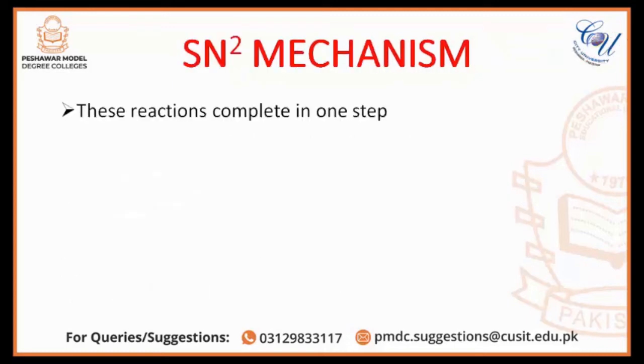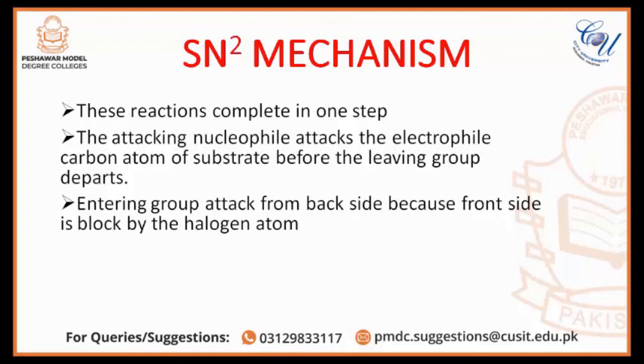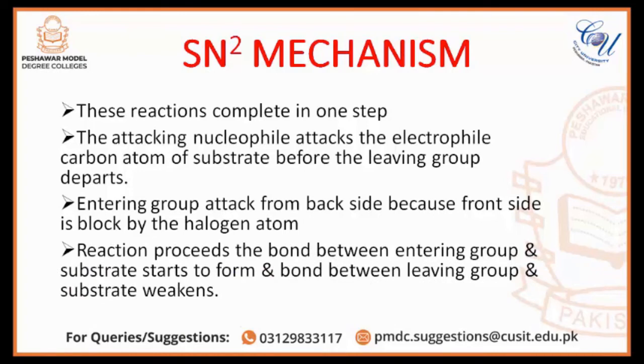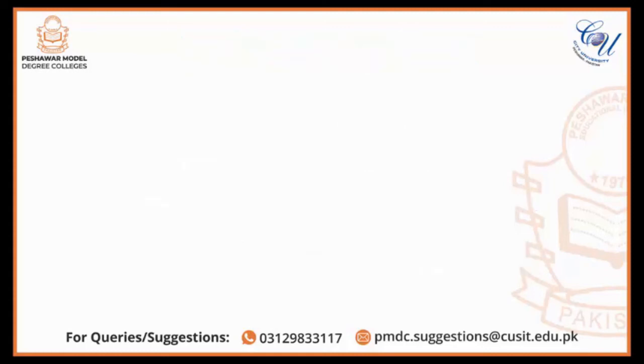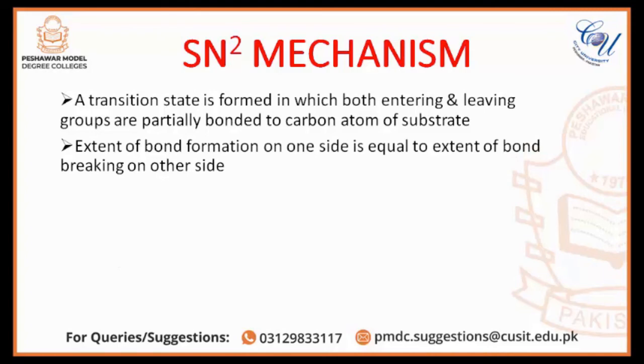These reactions complete in one step. The attacking nucleophile attacks the electrophilic carbon atom of substrate before the leaving group departs. Entering group attacks from the back side because the front side is blocked by the halogen atom. As the reaction proceeds, the bond between the entering group and the substrate starts to form, and the bond between the leaving group and the substrate weakens. A transition state is formed in which both the entering and leaving groups are partially bonded to the carbon atom of substrate.